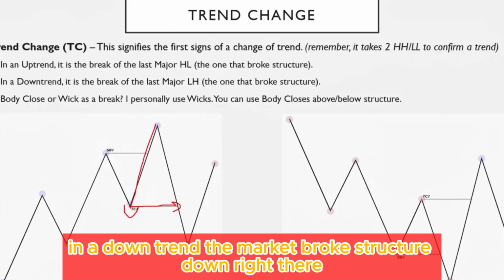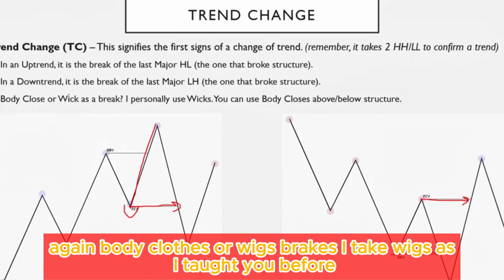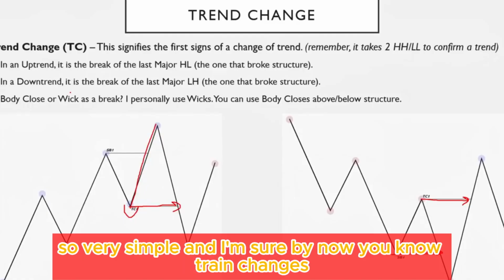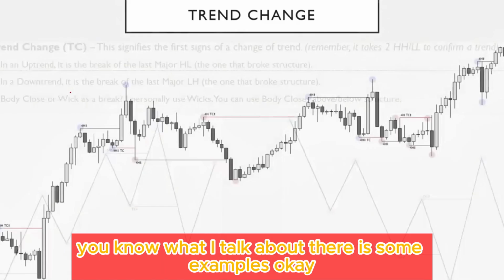In a downtrend, the market broke structure down right there. What caused the break? It's this. As this one breaks, trend change, right? Again, body close or wicks breaks, I take wicks, as I taught you before, but you can also use body breaks above and below structure. Okay, so very simple, and I'm sure by now you know trend changes. If you've been watching my videos or weekly outlook and setups, you know what I talk about.